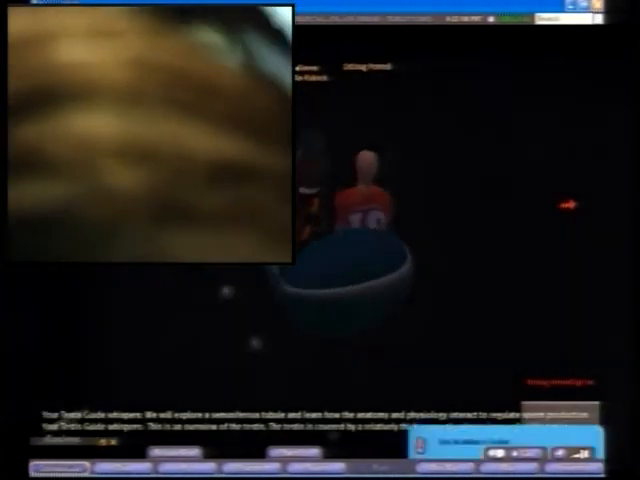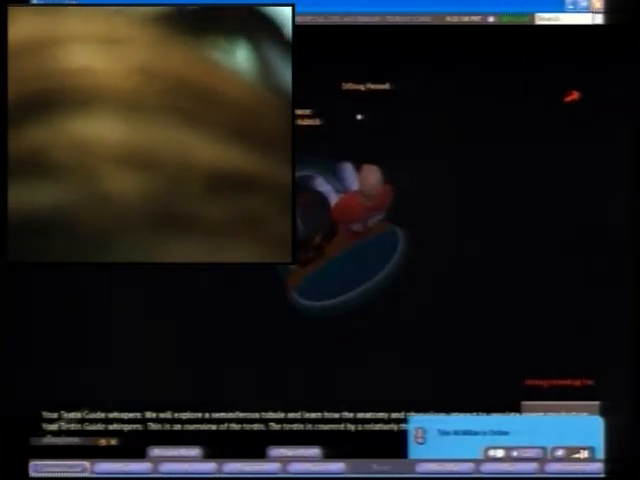And we're looking at the outer covering of the testis, and that's called the tunica albuginea.